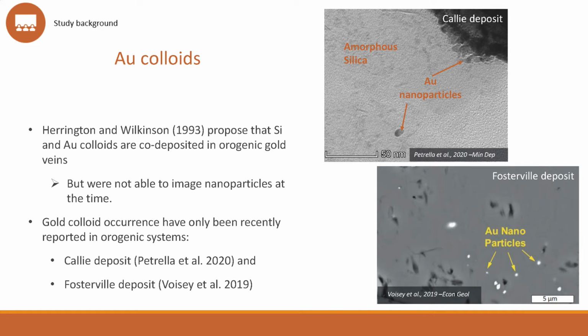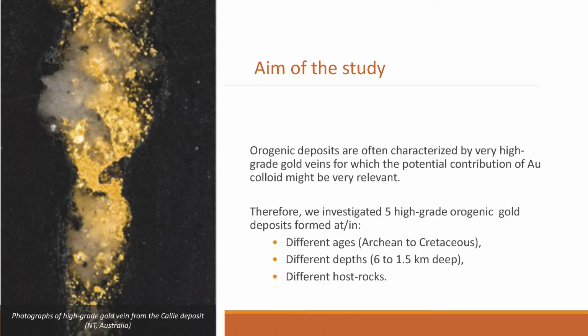In orogenic systems, the contribution of gold and silica colloids was proposed a while ago, in 1993, to explain the formation of gold and quartz veins. But at the time, they couldn't image the gold nanoparticles in their samples. However, recently, two studies, one from Chris Voisey at Monash and one from us, demonstrated that gold colloids do occur in orogenic deposits. And that brings me to the aim of the study.